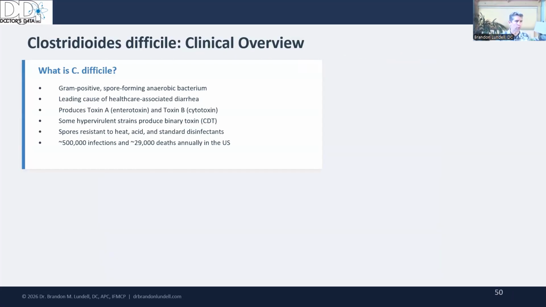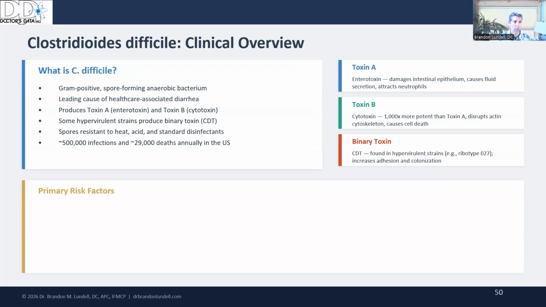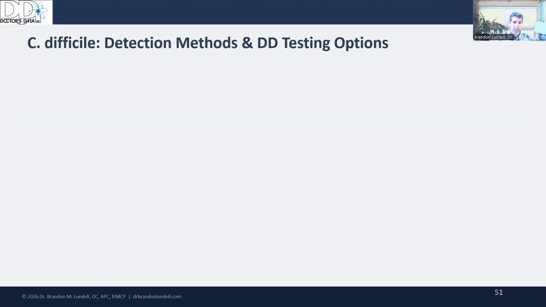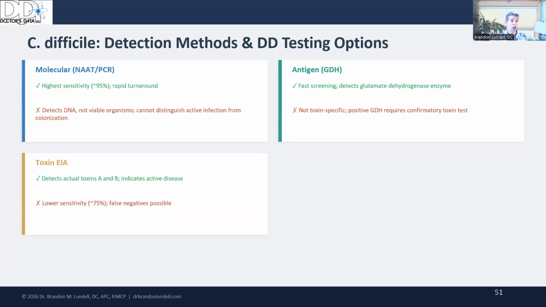So quick overview of what C. diff is: gram-positive, spore forming, 50,000 infections, 29,000 deaths annually. There's toxin A, toxin B, and then binary toxin. Doctor's Data tests for toxin A and toxin B, and it's really not there unless there's some kind of C. diff. But you don't always have to treat C. diff. There's a couple of different detection methods. There's the NAAT, which is a basic PCR, or there's antigen testing, and there's toxin testing as well.